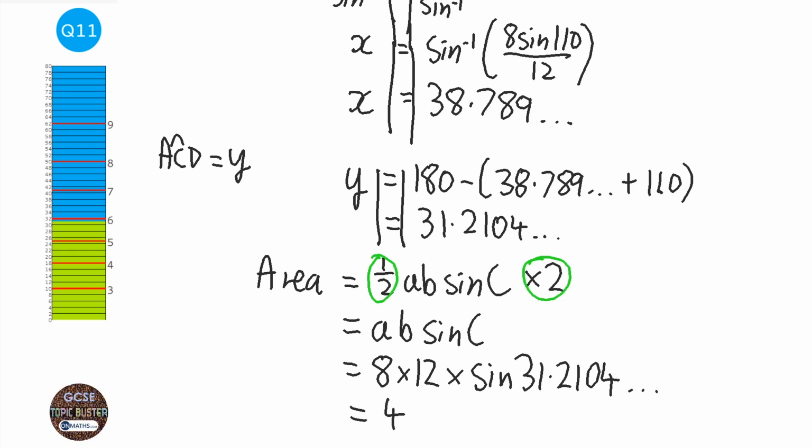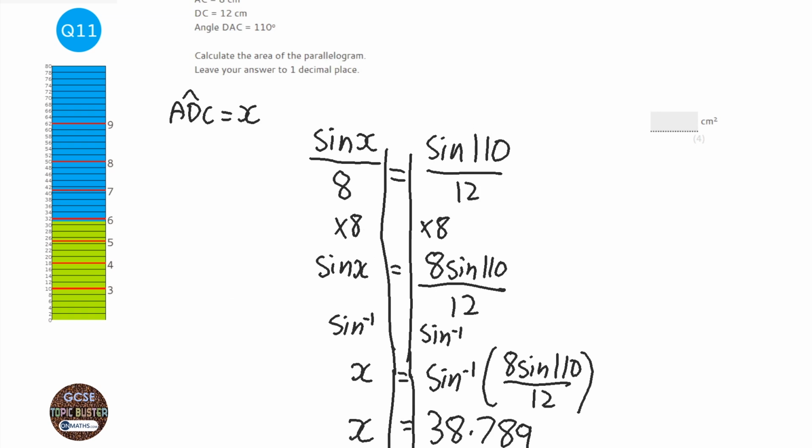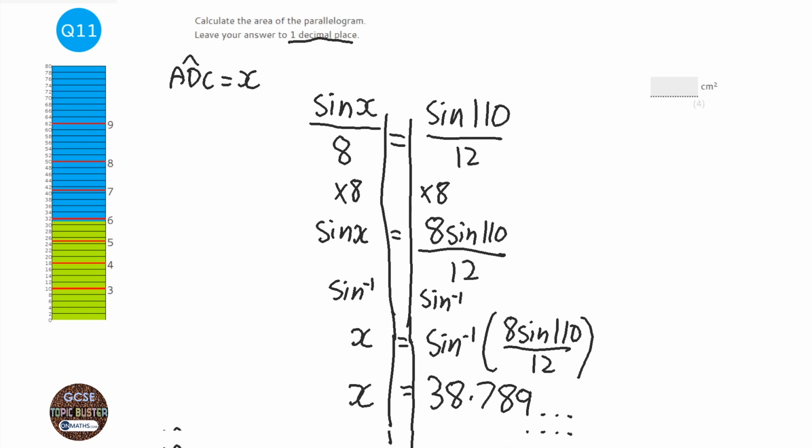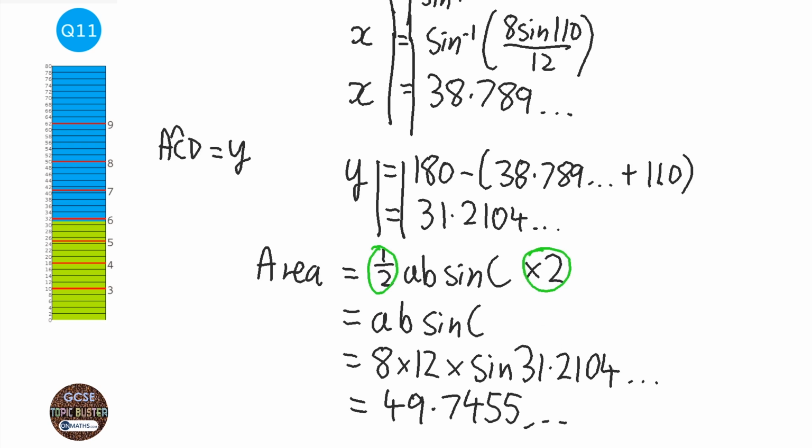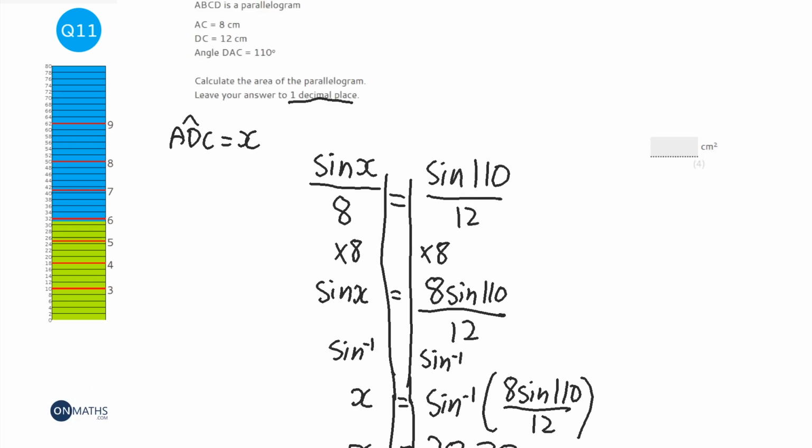And it says the answer is 49.7455 and so on. Let's have a look and see the accuracy that I need. One decimal place. So let's have a look. That's going to be 49.7.